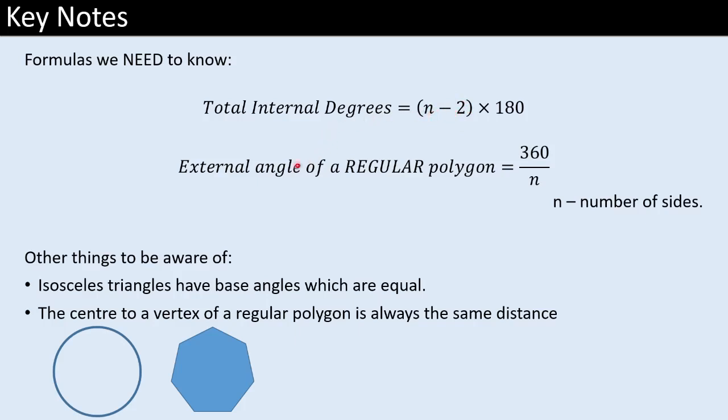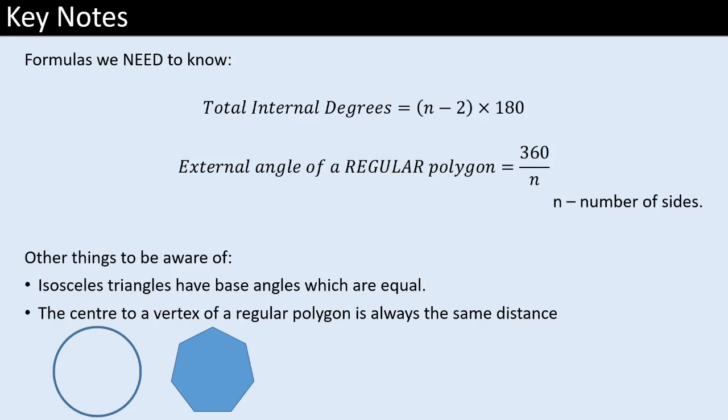The other formula that we've got is that the external angle of a regular polygon is 360 divided by the number of sides. Okay? Now, the second one only works if it's a regular polygon. If all the angles and sides are the same. If it is not a regular polygon, that formula does not apply. But for the top one, that will apply to any polygon, any shape that is made just up of straight sides.